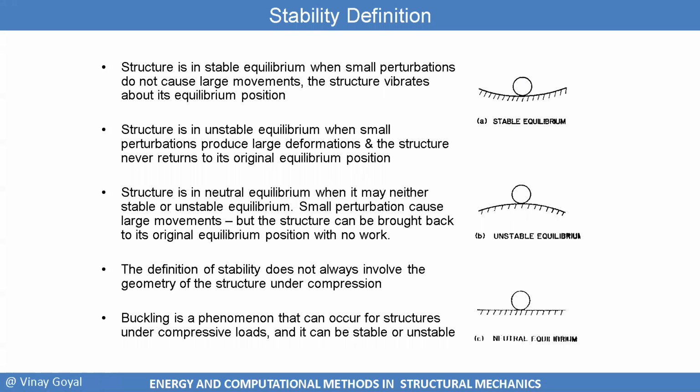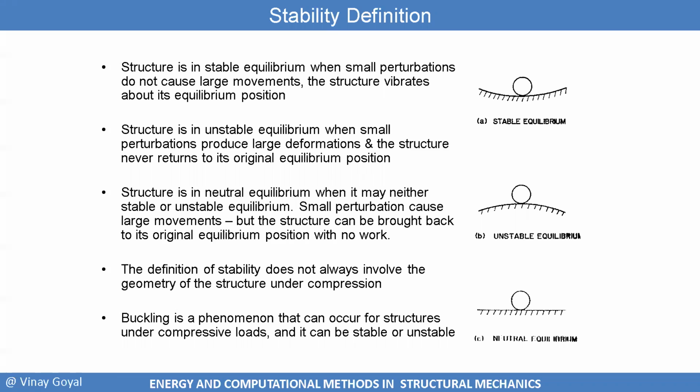A structure is unstable, for example in this case, when I apply small perturbations, and you can see that this ball will go off and roll. It produces large deformations, and the structure never returns to the original equilibrium position. A structure is in neutral equilibrium, and that means it may not be either stable or unstable, because when you apply small perturbations, it could cause large movements, but you can bring the structure back to the original position with almost no work.